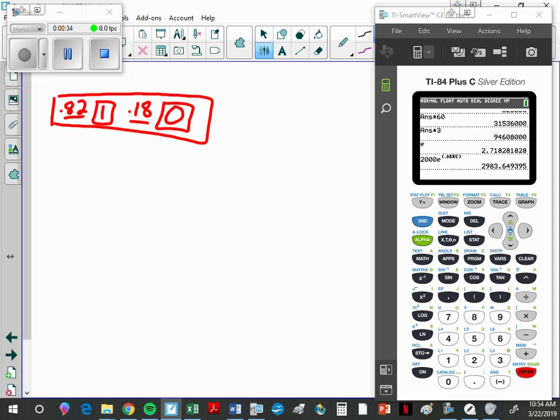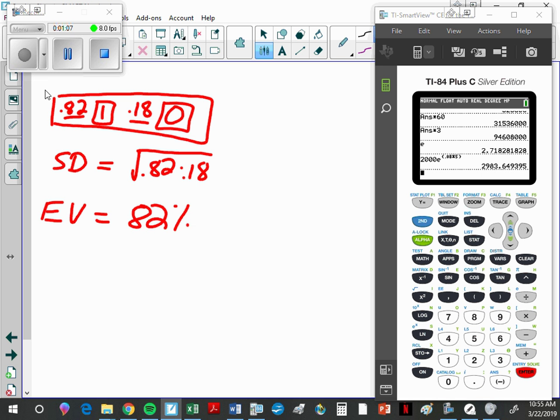How do we calculate the SD of that box? We do the shortcut, which is this, and it's really 1 minus 0, but we skip that because it ends up being 1 every single time. So it's simply the square root of 0.82 times 0.18, which is really nice. What is the expected value for that box? 82%, which is really nice. The other box has numbers in it.